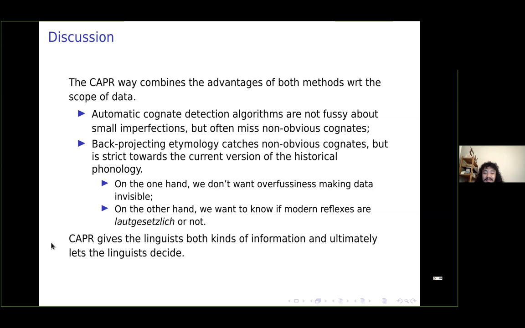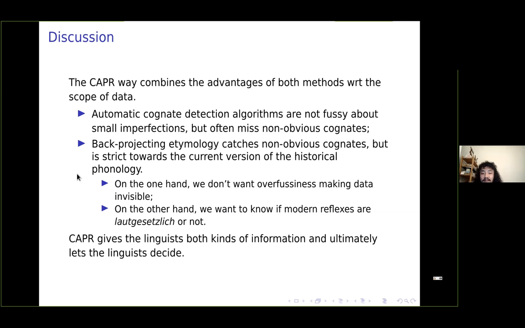It's trivial when you think of it, but if you know the historical phonology, it wouldn't click, and it wouldn't click to the algorithm either. And back projection etymology gives you those aha moments, but if there is a little imperfection either in the actual forms or in your version of the historical phonology, then it just doesn't appear.